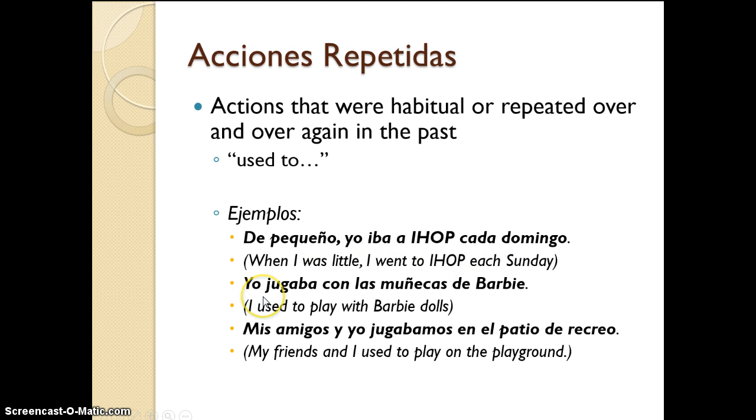Second example, yo jugaba con las muñecas de Barbie. I used to play with Barbie dolls. Okay, again, I'm using used to, which implies that it happened over and over. Third, mis amigos y yo jugábamos en el patio de recreo. My friends and I used to play on the playground. Because I'm saying used to, it's a repeated action without a specific number, which means I would use the imperfect.